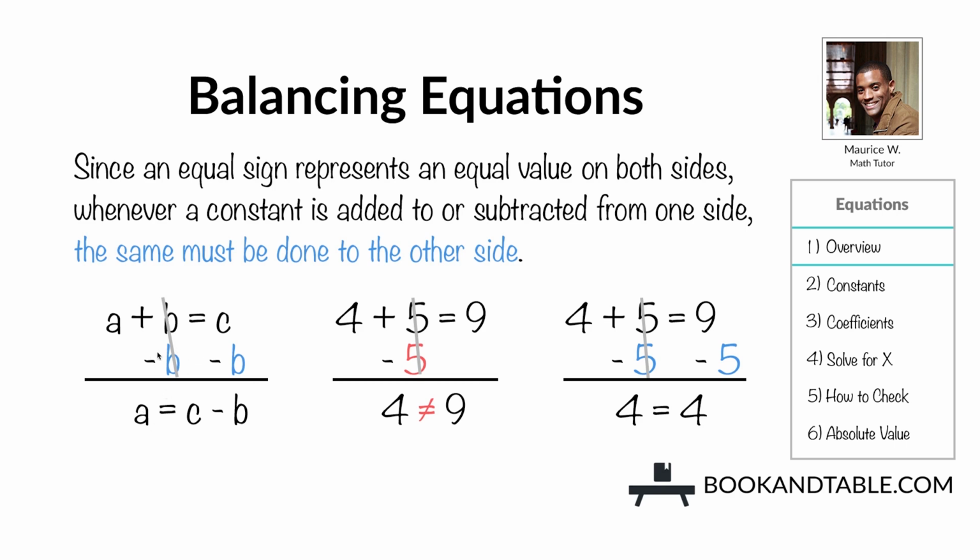But if we do it on the left side, subtract b, we must also do the same thing on the right side, subtract b. So we see that a is equal to c minus b.